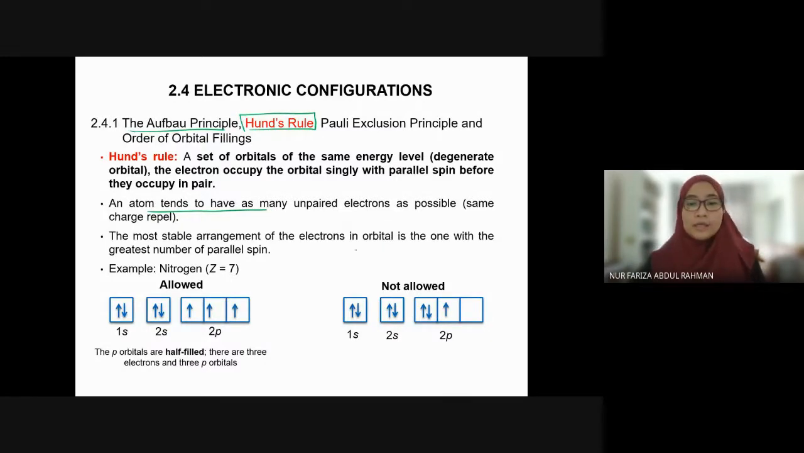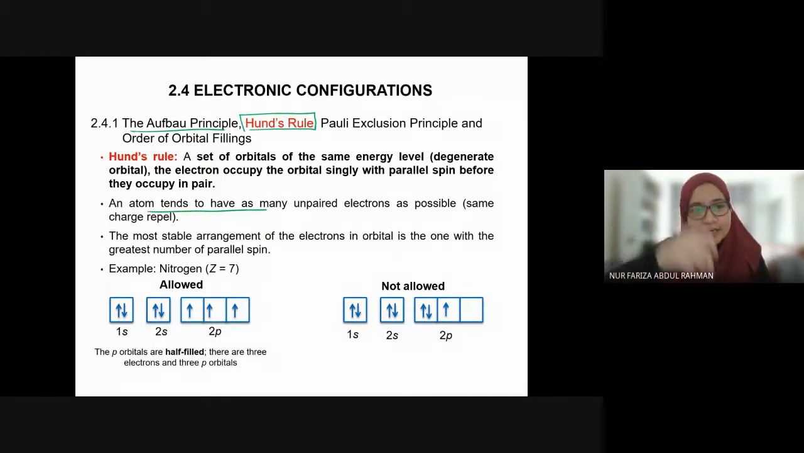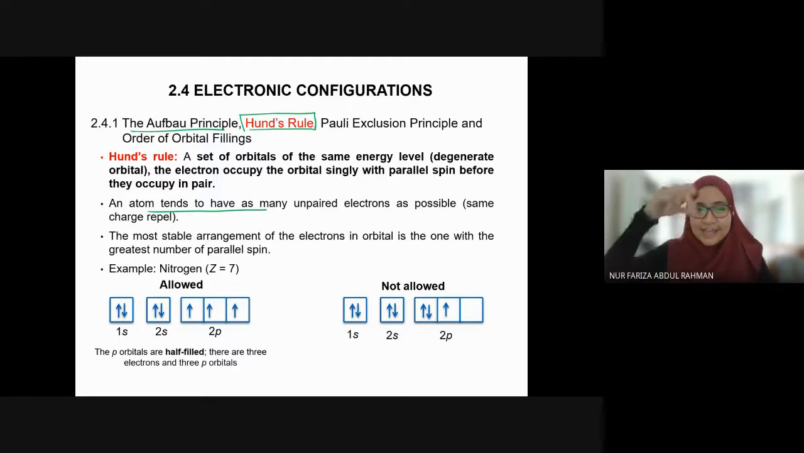Okay, so that is the best, but somehow we have to fill up the orbital. One orbital should occupy 2 electrons. So how do we do that? The way is the filling method. Okay, the way to fill up the orbital.